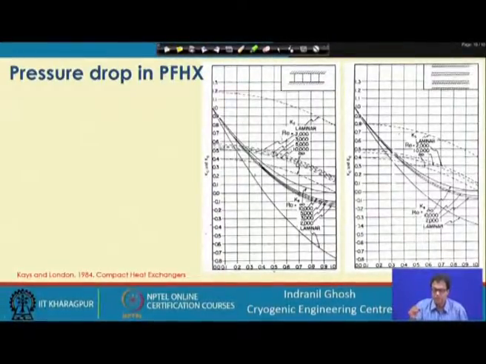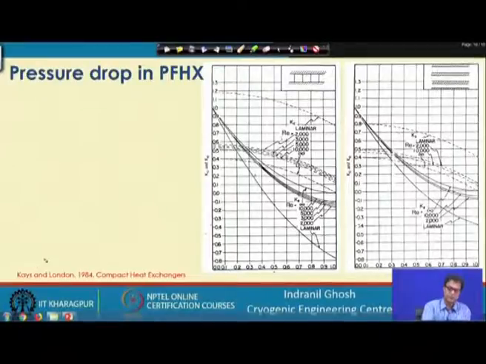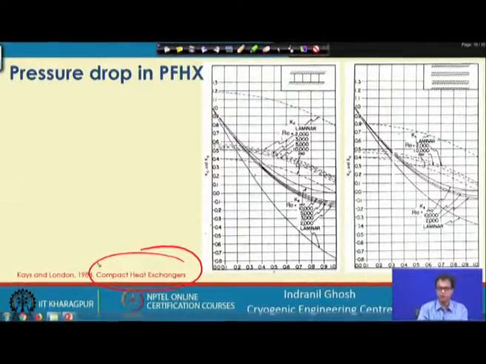So, with this information, now we will try to look into a particular problem. But before going into that problem, we need to look into an estimate of this Ke and Kc, that is the coefficient of entrance and the exit. This has been taken from Kays and London's compact heat exchanger book. You can have a look into that.